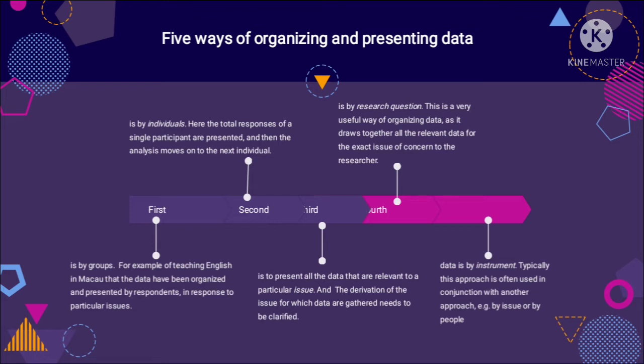The third way of organizing the data is to present all the data that are relevant to a particular issue, and the derivation of the issue for which data are gathered needs to be clarified. The fourth method of organizing the data analysis is by research question. This is a very useful way of organizing the data as it draws together all the relevant data for the exact issue of concern to the researcher and preserves the coherence of material.